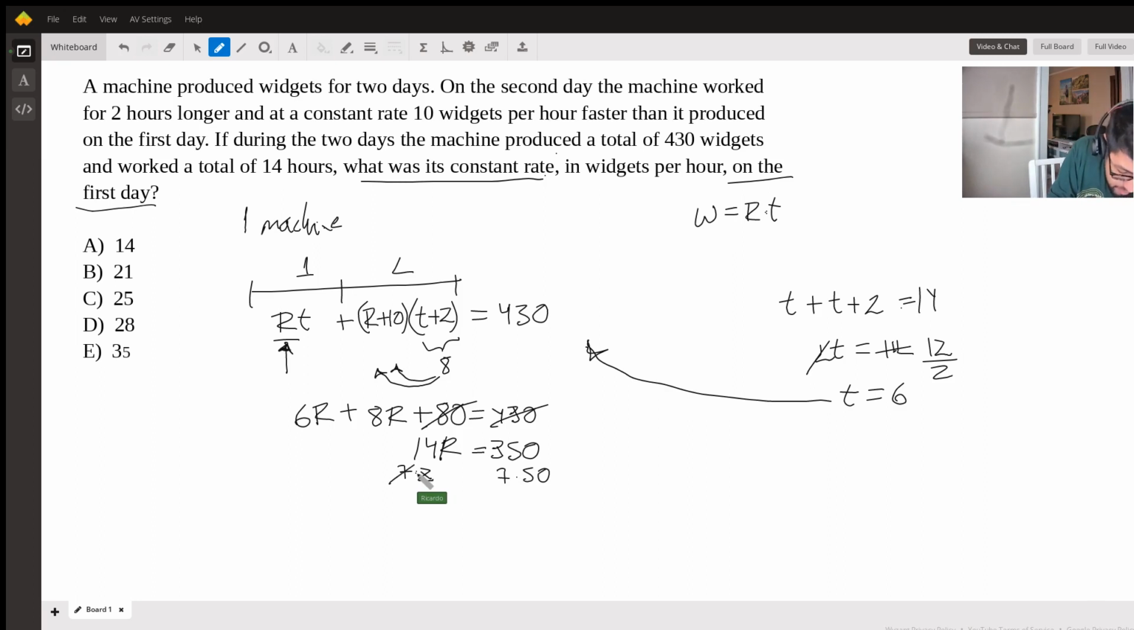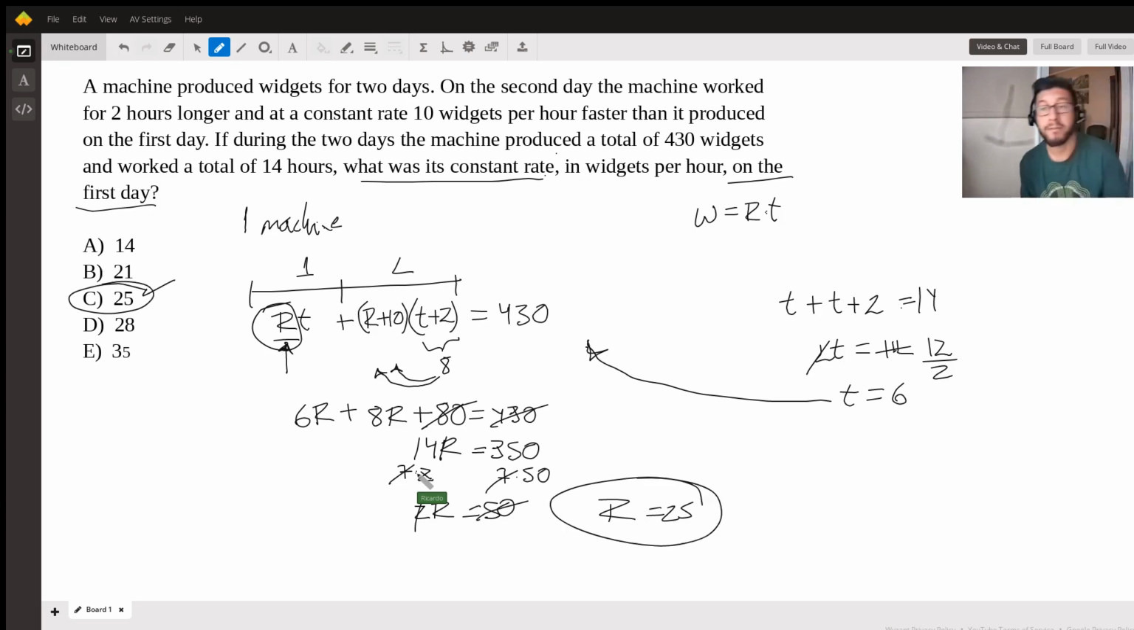So we divide by 7, and we're left with 2R equals 50. And then in order to find R by itself, which is what we originally want, we divide by 2, and we're left with R equal to 25. And that is going to be our answer.